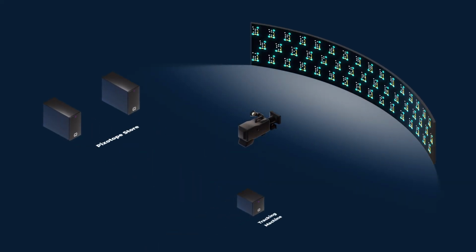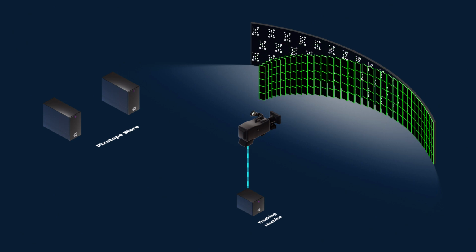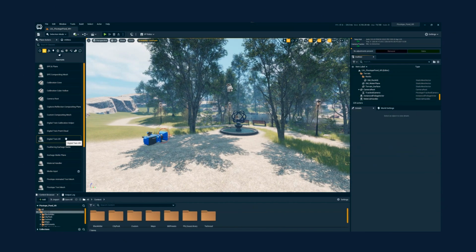With the Pixotope XR digital twin, our tracking system analyzes a pattern on the LED panels to generate the digital twin data. The digital twin data as well as the point cloud is then transported from the tracking system to the Pixotope store. We can now add a digital twin XR actor to our level.